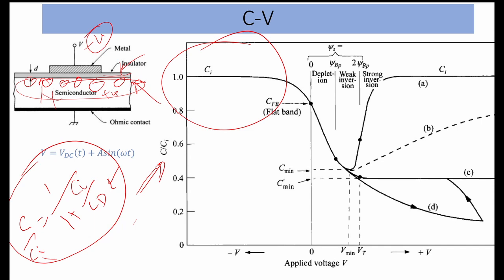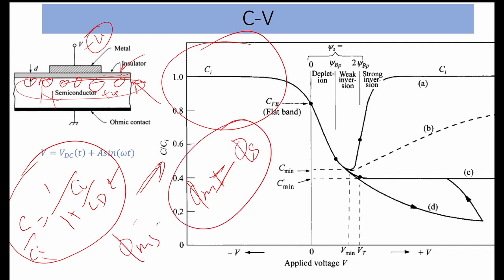And this is the case of the flat band. Flat band in the sense, we have taken the metal work function phi m equal to phi s, so phi ms is equal to 0. The difference between the metal work function and the semiconductor work function is 0. The flat band condition will be at 0 voltage.